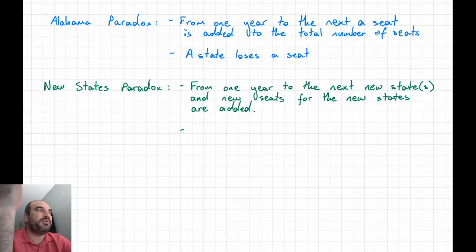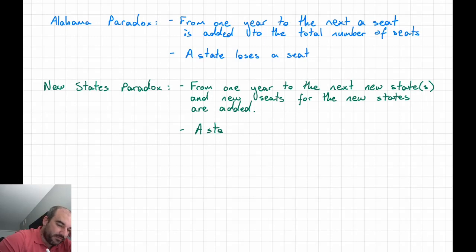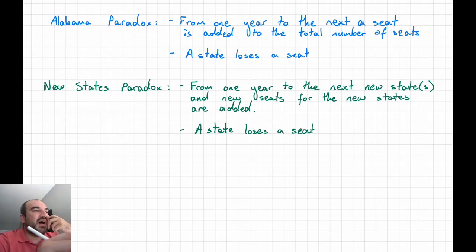If we introduce a new state and we know that they're going to get 3 seats, and we increase the number of seats by 3, and that new state does get those 3 seats, then it doesn't make sense that the other states involved in this whole thing should shift in their number of seats. But what happens sometimes is that a state loses a seat to another state. So a state that is not involved in the new state situation loses a seat, which is a problem. So that's the paradox there.